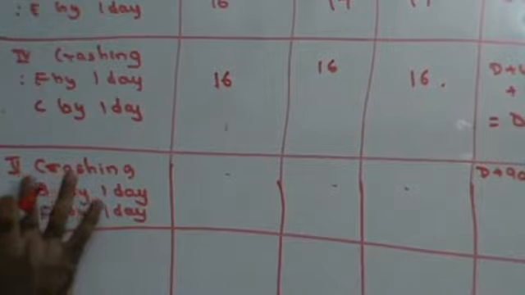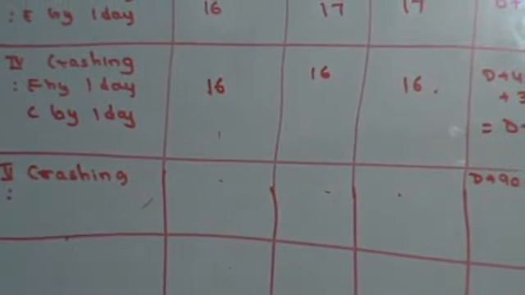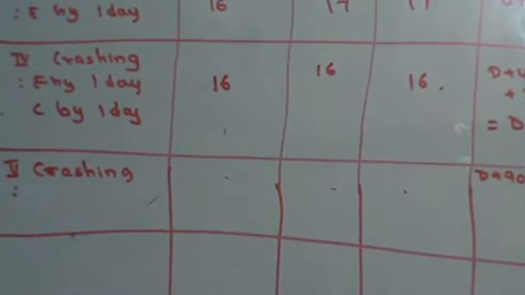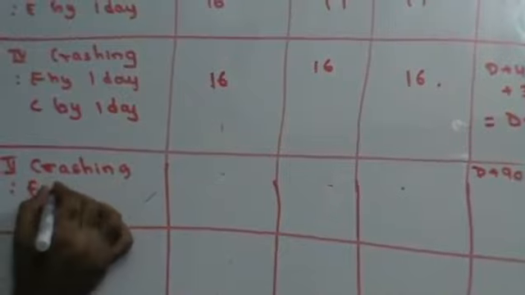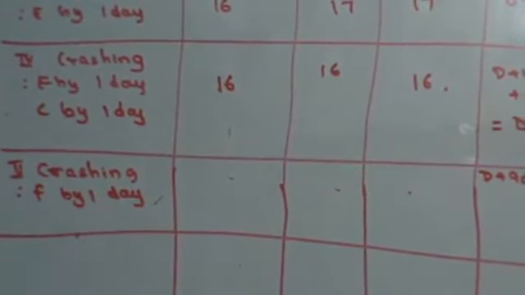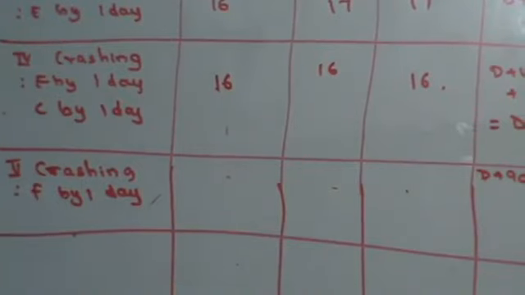So what I'm going to do is, here I have to crash between B and F. If I go to crash B, I will not get my critical path. So although my ranking of B is smaller than that of F, I will crash F only. If I crash F, my critical path will be maintained.